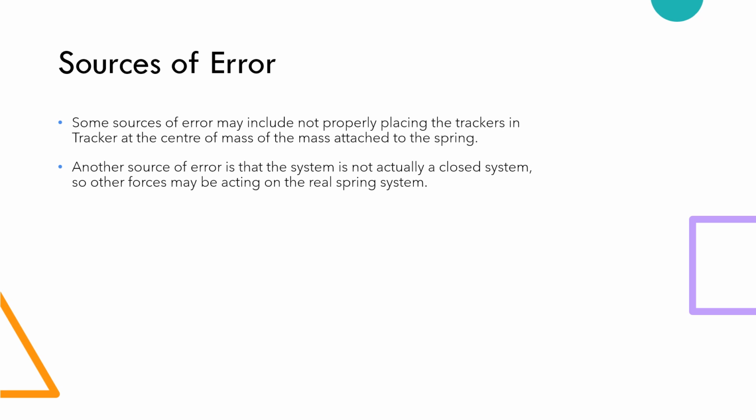Sources of error. Some sources of error may include not properly placing the tracker points in Tracker at the center of the mass attached to the spring, and another source of error is that the system is not actually a closed system, so other forces may be acting on the real spring system.